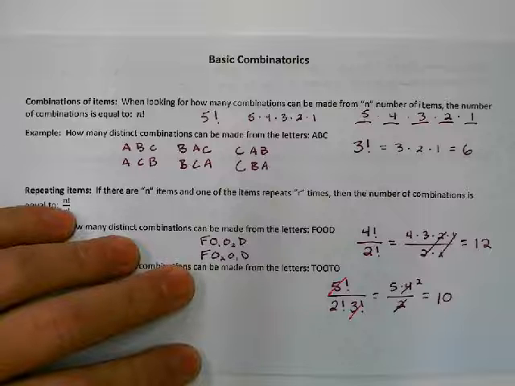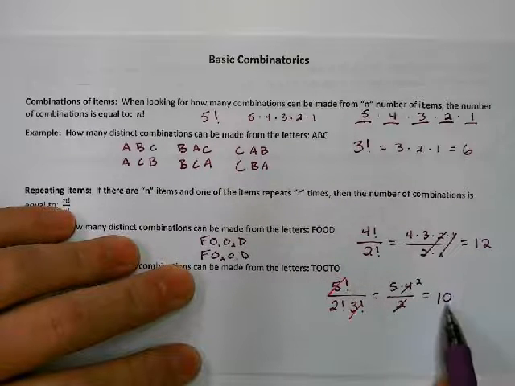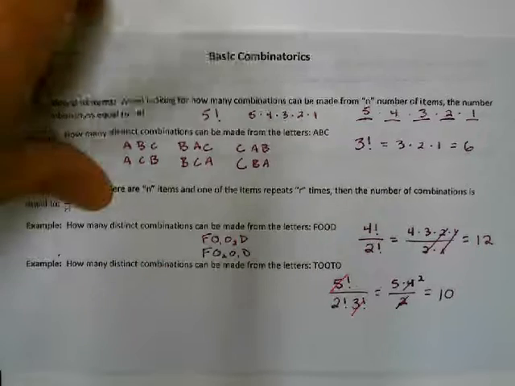So since there's a bunch of repeating combinations, even though we have more letters here, we have less combinations because of the repeaters. All right, let's flip it over.